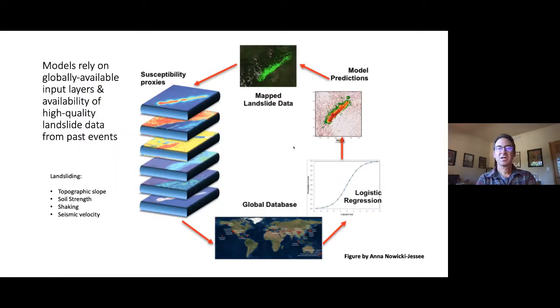So we've developed a model, working with our external collaborators, that takes a variety of different layers that give us a landslide susceptibility, and they include the topographic slope, the soil moisture, the soil strength, the shaking estimates, whether it's acceleration or velocity of the ground, and also the shear velocity of the shallow soil.